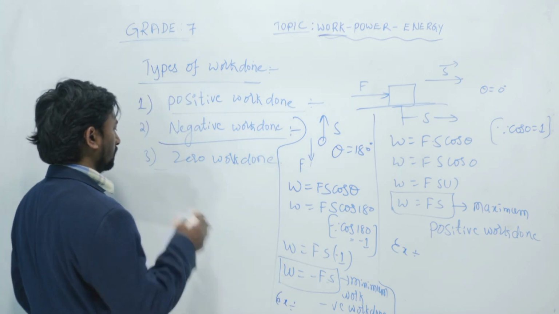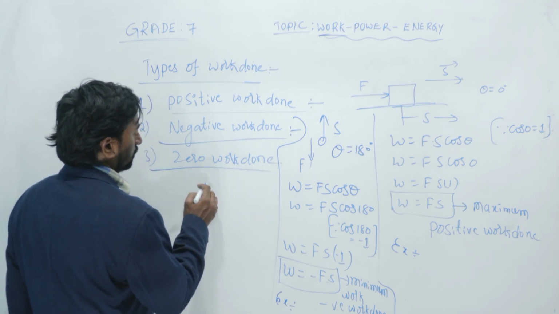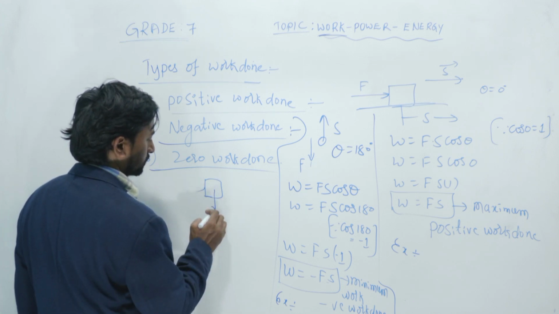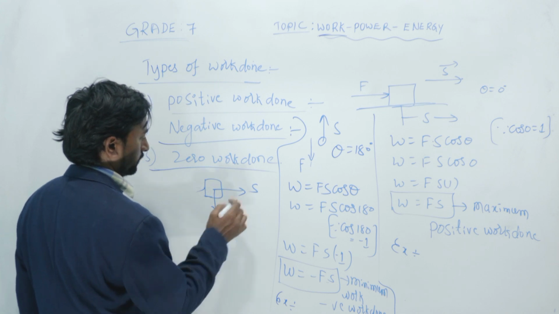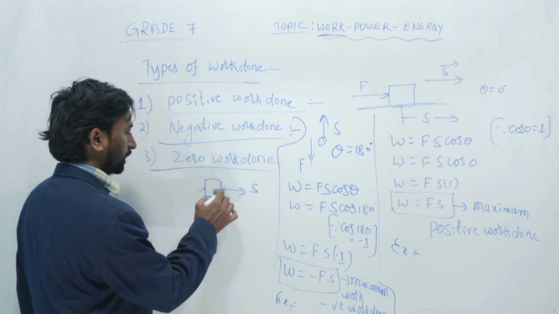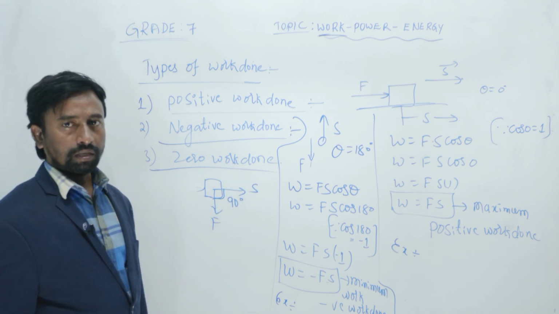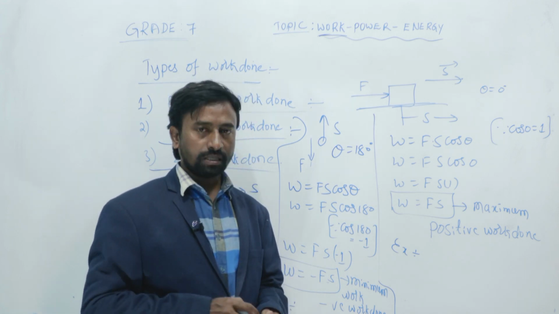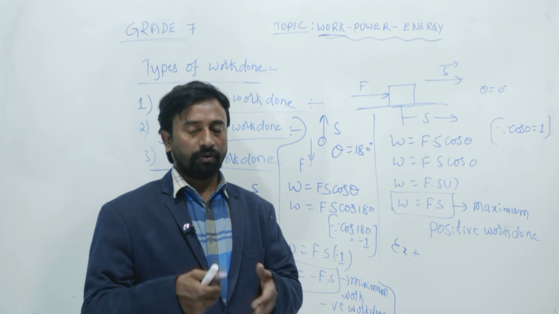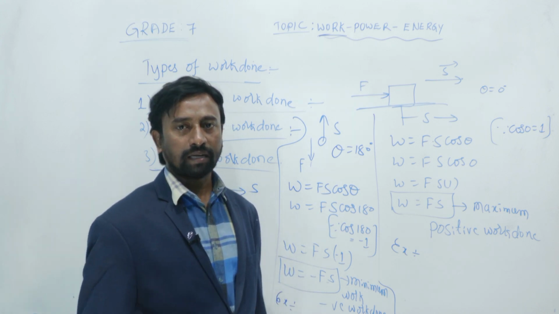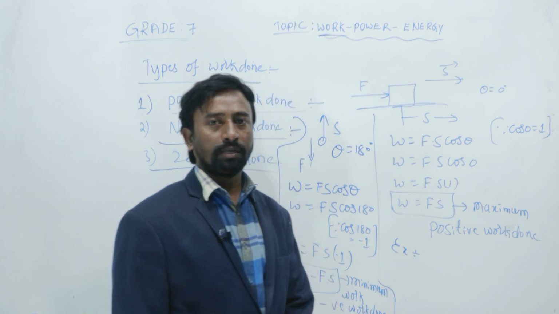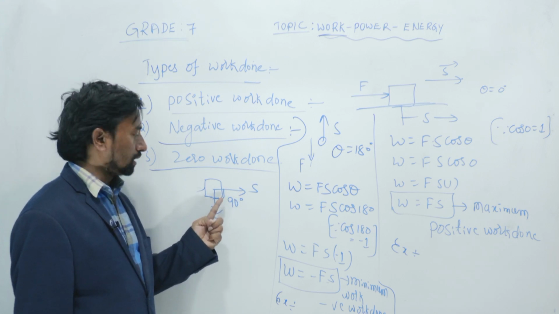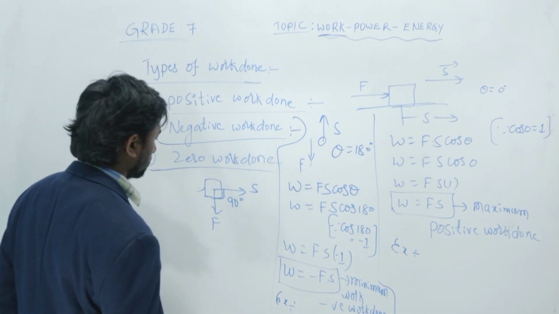Now zero work done. Zero work done means the force is applied in one direction, say downward, and the displacement is at a right angle to it. This is 90 degrees. That means, like a person holding a suitcase and walking on the platform, what is the force? A gravitational force acts whenever he is moving, and the displacement is at a right angle to that gravitational force. So in that case, we can say there is 90 degrees between the force and the displacement vector.